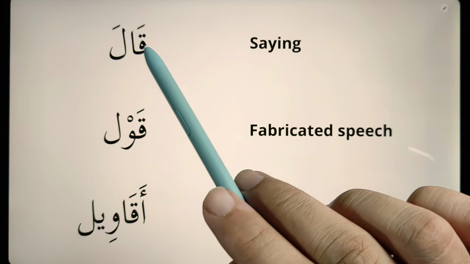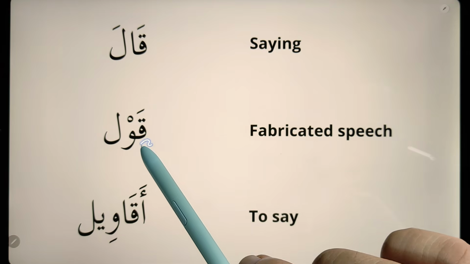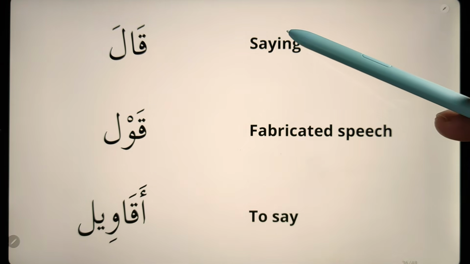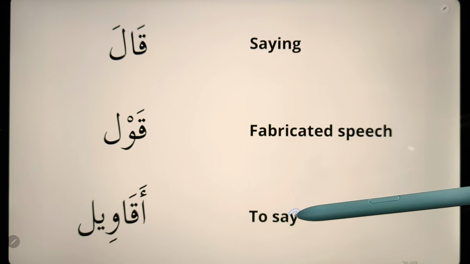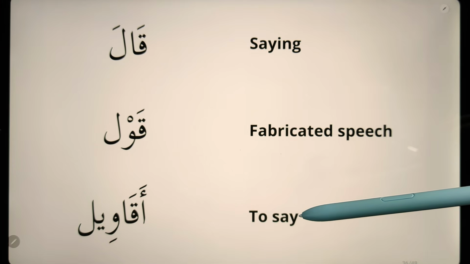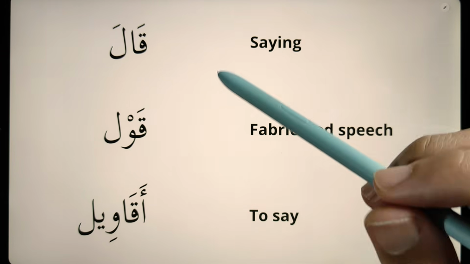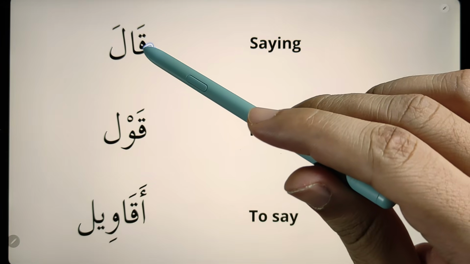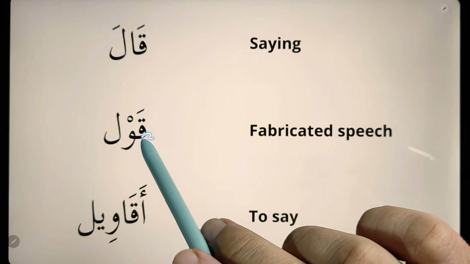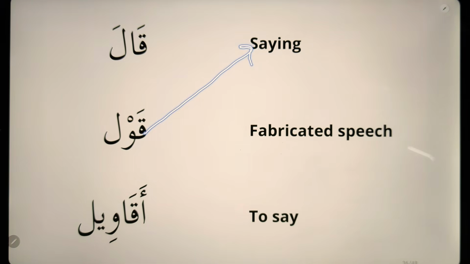Here are some Arabic words. قال, قول, أقاويل. Can you try to match them with their meanings? I will give you a few seconds to think about it. قال goes with to say or he said. قول goes with saying or statement, while أقاويل goes with fabricated speech.